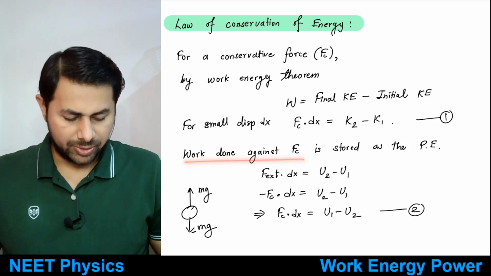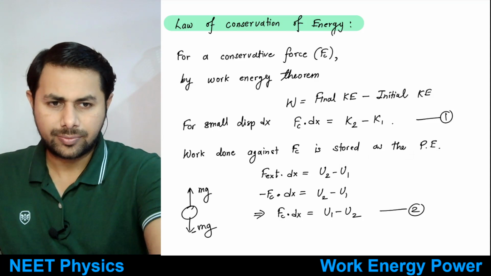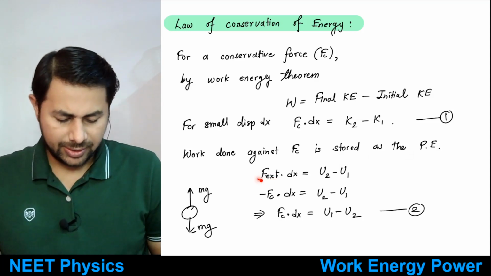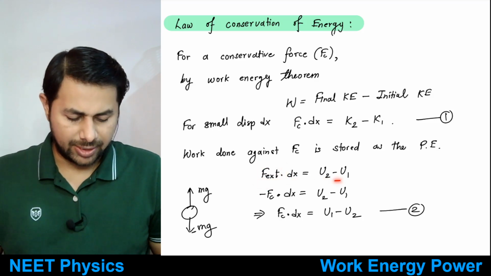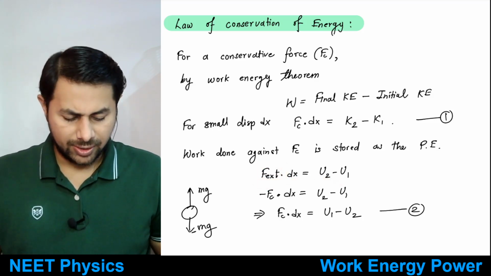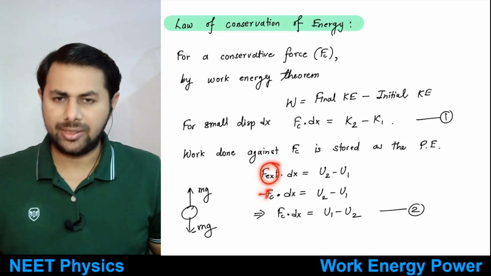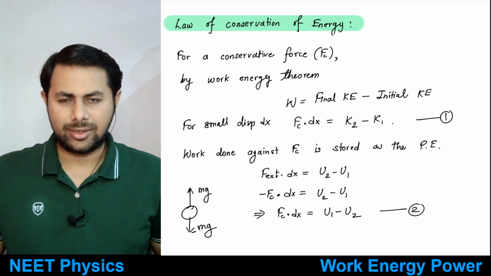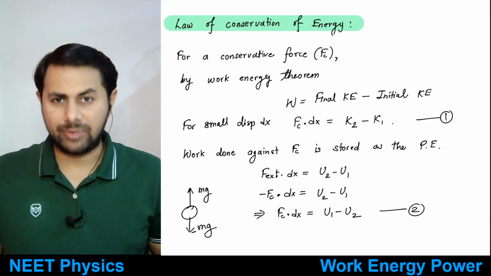Okay, and work done against the conservative force is stored as the potential energy. So work done against the conservative force, external force dot dx, is equal to what? Final potential energy minus initial potential energy. So this external force can be written as what? Minus Fc, minus of the conservative force, right? The external force that you need to apply is equal and opposite to the conservative force.